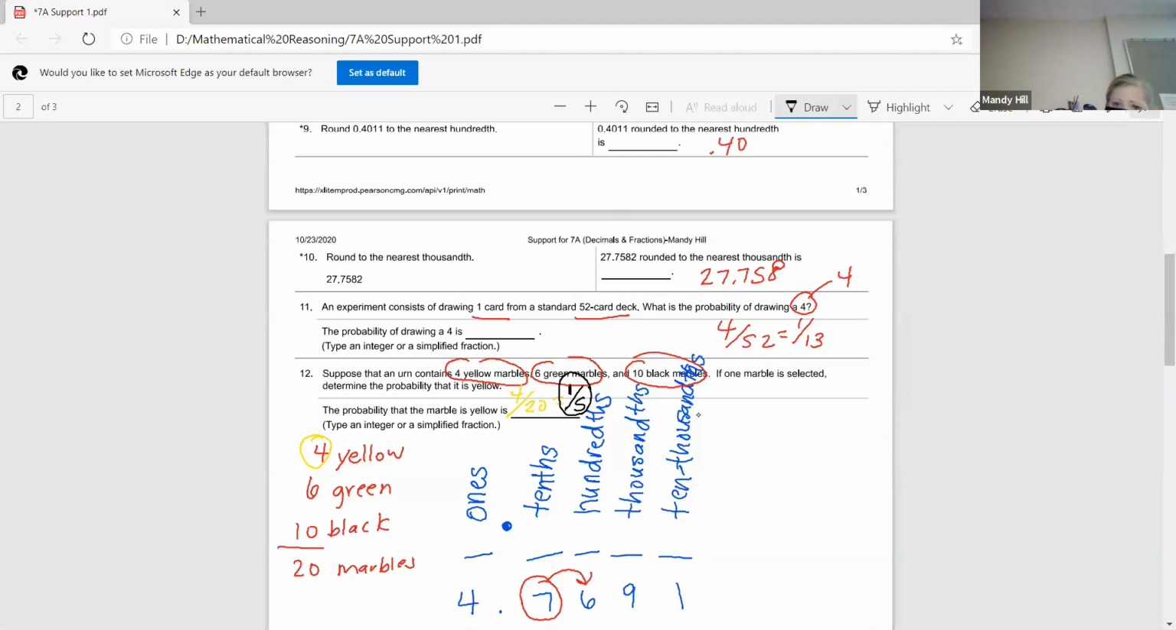The math button will change it from a decimal to a fraction and from a fraction to a decimal, like if you have a decimal and you need a fraction, or if you have a fraction and you need a decimal.